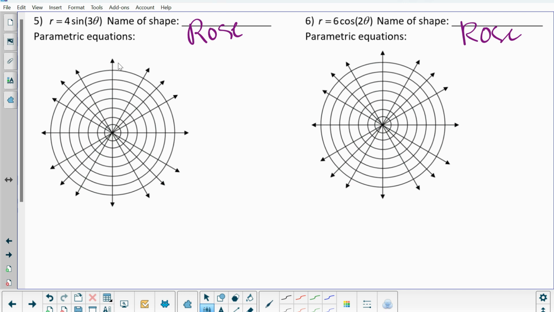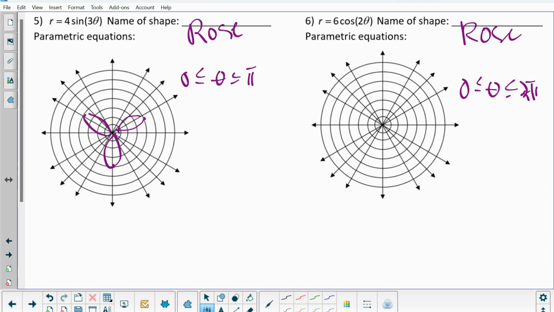The odd petaled roses actually graph on the window 0 to pi, and the even petaled roses graph on the window 0 to 2 pi. So this sine rose will have petals of length 4, and because it is 3 petals, you're going to have one petal down on the negative pi over 2, and the other 2 will be on the pi over 6 angles.